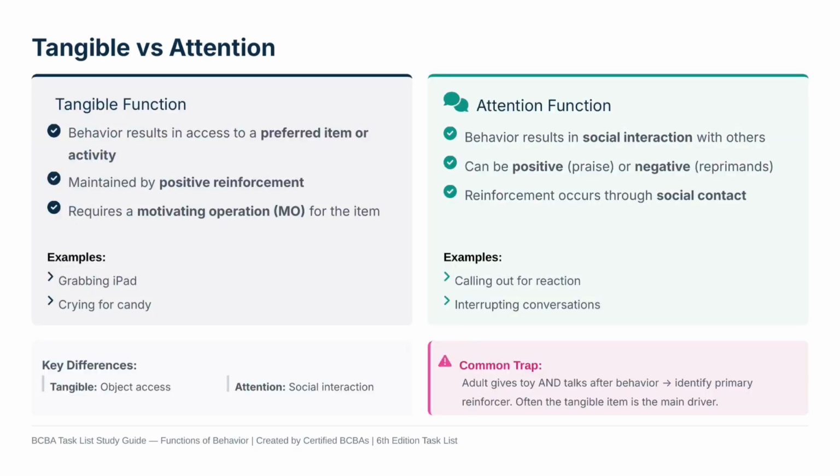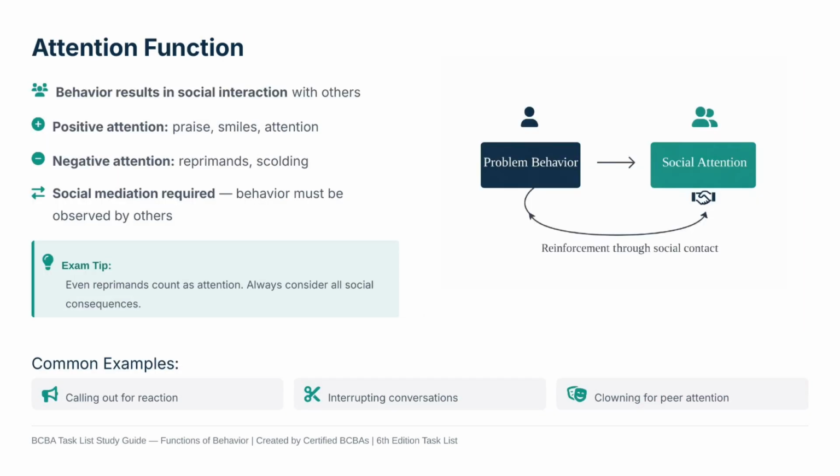Now here's a very common confusion. Sometimes an adult gives a toy and also talks to the child. So is it tangible or attention? The answer depends on which consequence most consistently maintains the behavior. If removal of the toy stops the behavior even when attention is present, the function is tangible. Always identify the primary reinforcer. Now that we've discussed tangible reinforcement, let's transition into attention-maintained behavior, and this is where many exam candidates make subtle but important errors.